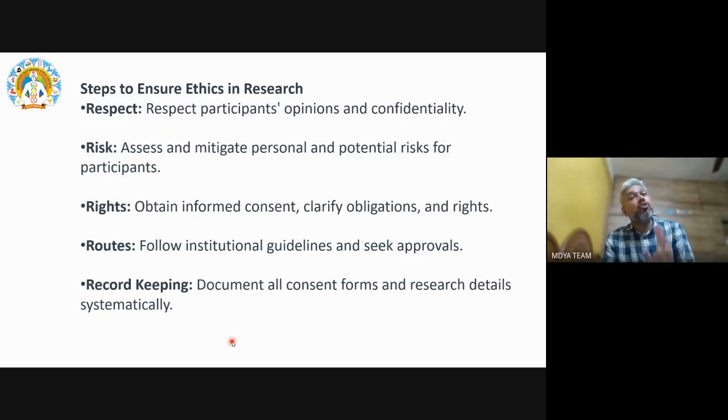Now, steps to ensure ethics in research. So how will you ensure that your research is ethical or not?